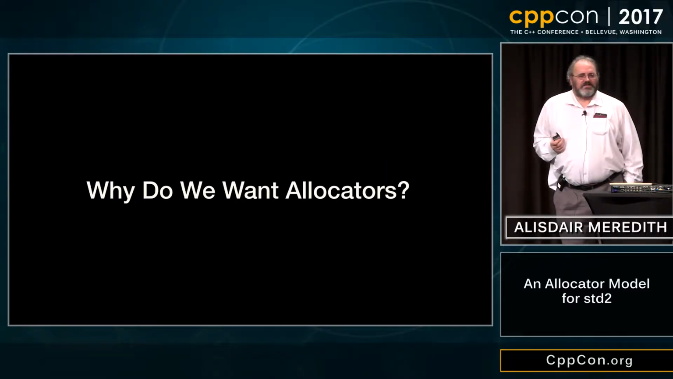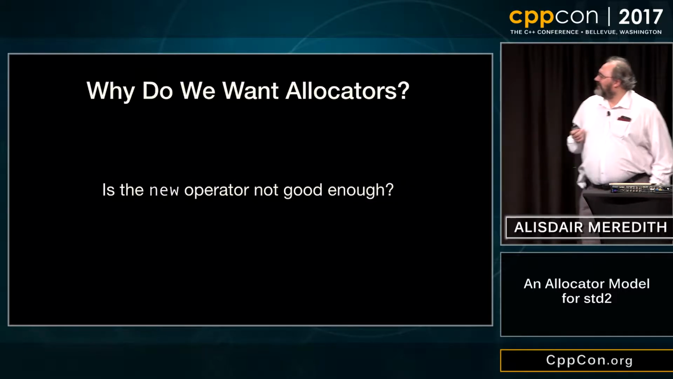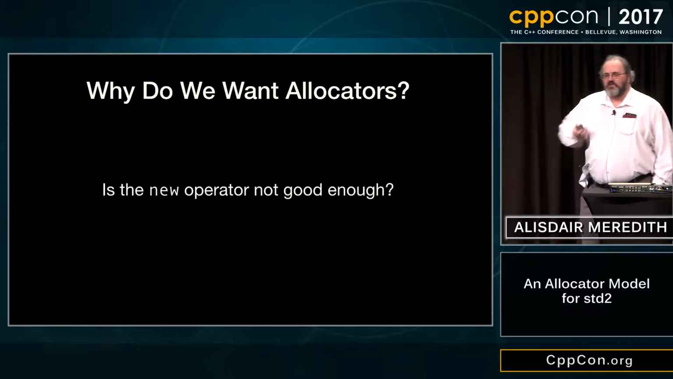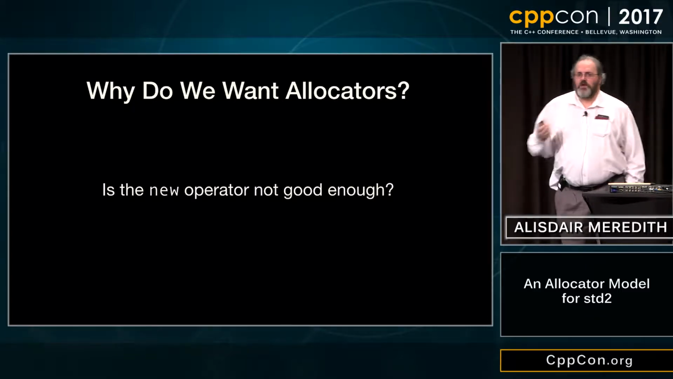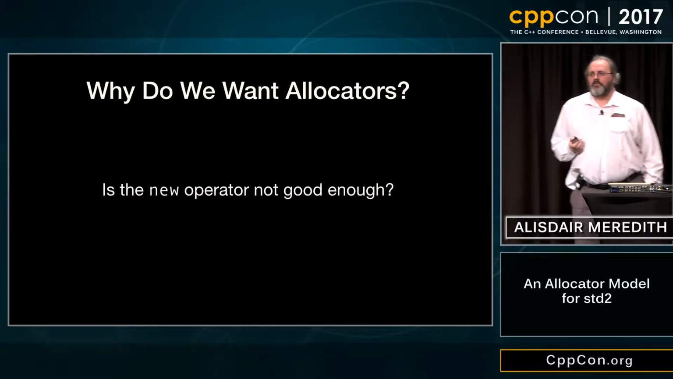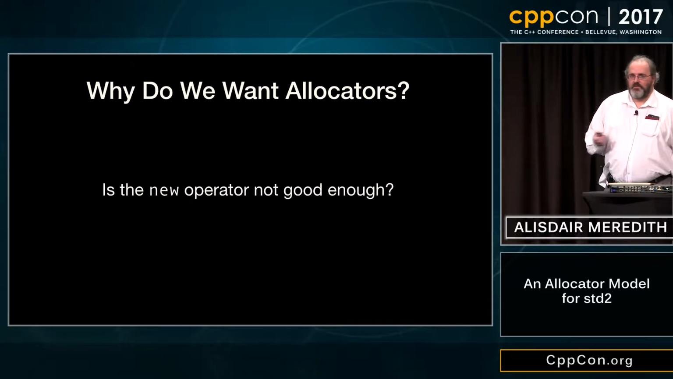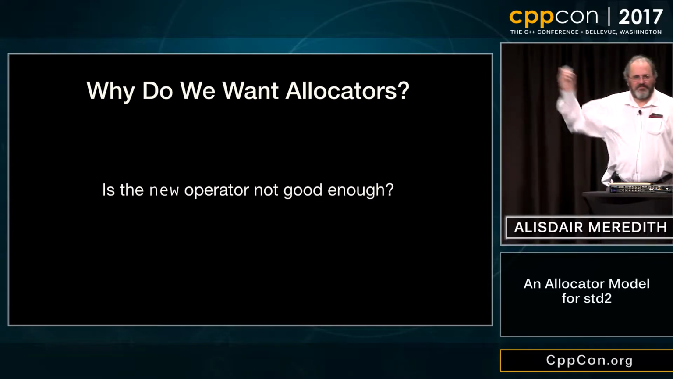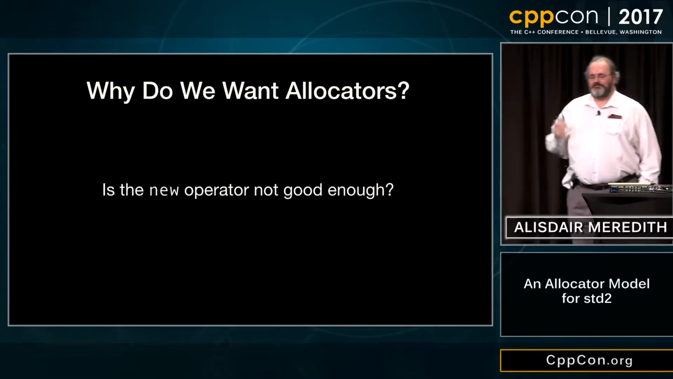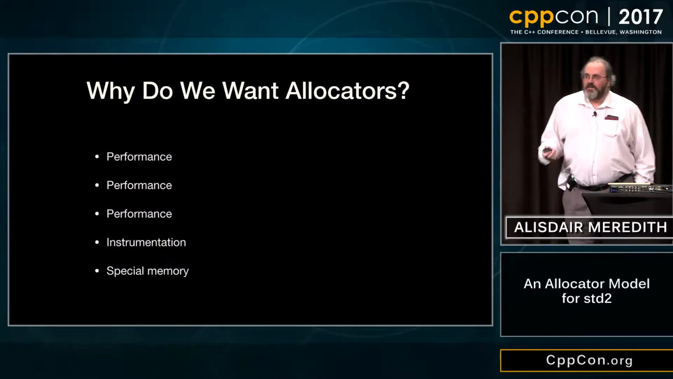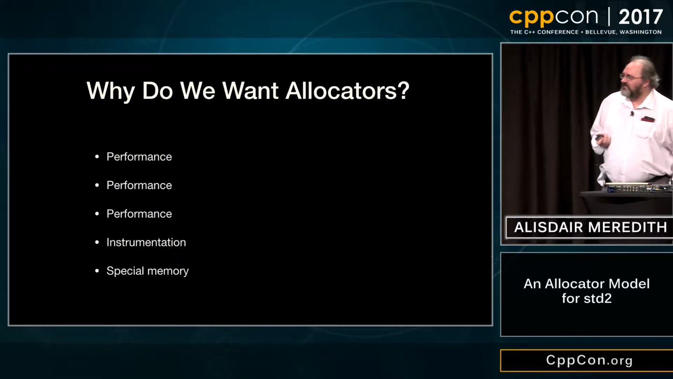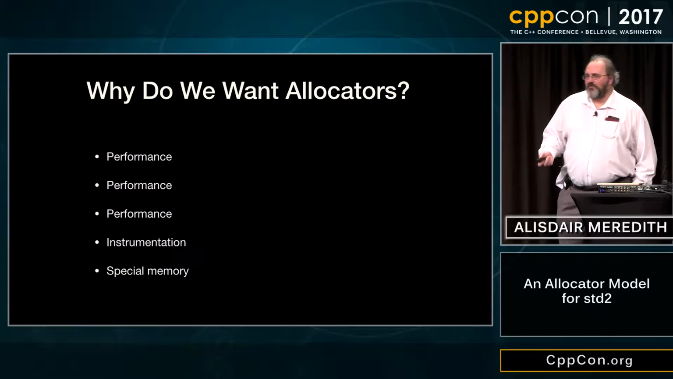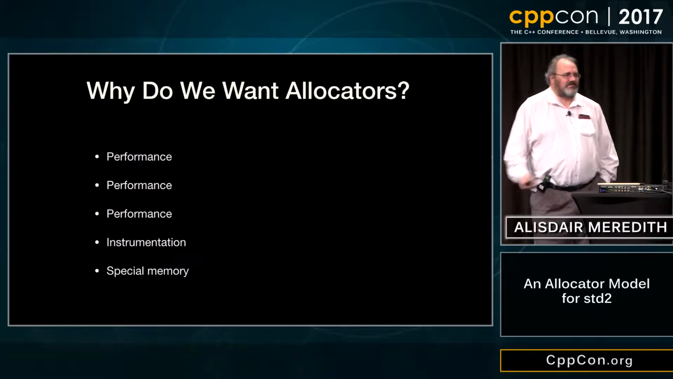Why do we want allocators? The fundamental question here is: is the new operator not good enough? Can we get by just making the new operator better? Don't get me wrong, we all want better new operators. That's not a reason to stop investing in research and making this better. So the fundamental reason, I believe, for allocators is performance. Shortly followed by performance, and then more performance.